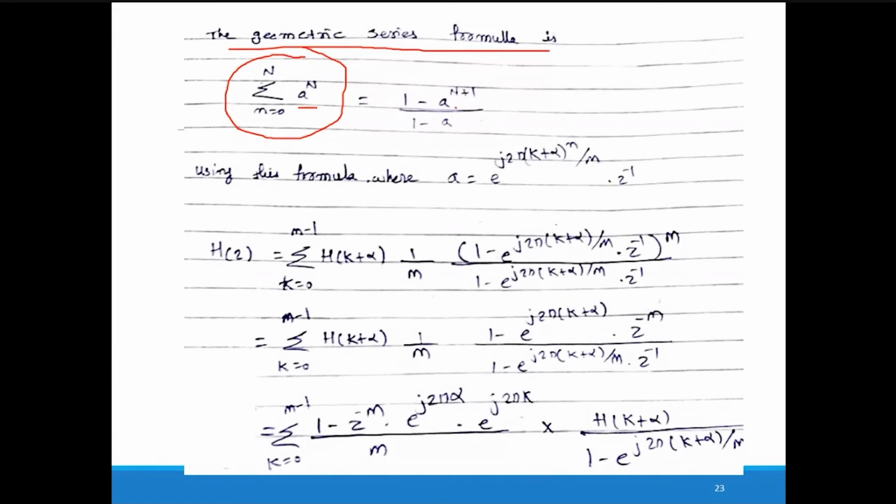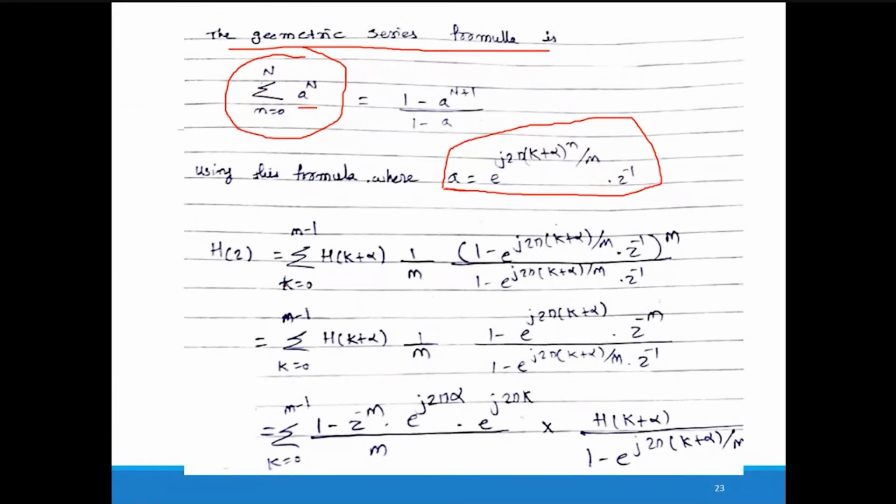So instead of this a value, we apply the value which is available in our equation, that is e raised to j 2 pi (k plus alpha) into n divided by m into z inverse. So we replace the value of a in this geometric series formula. So a is equal to e raised to j 2 pi (k plus alpha) into n divided by m into z inverse. Now we apply this value in our second summation, that is n is equal to 0 to m minus 1.